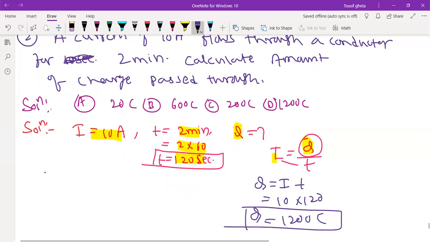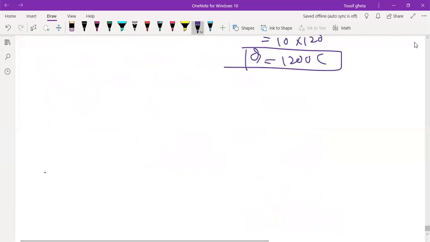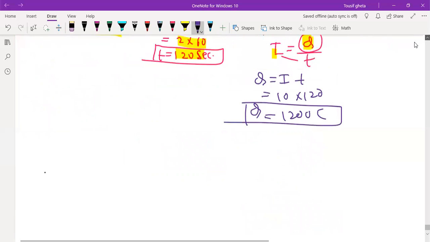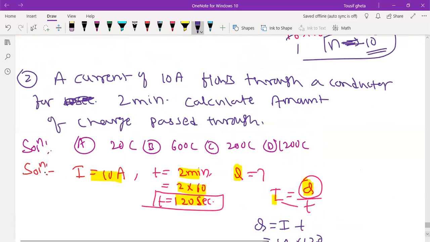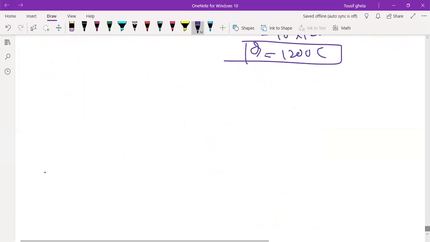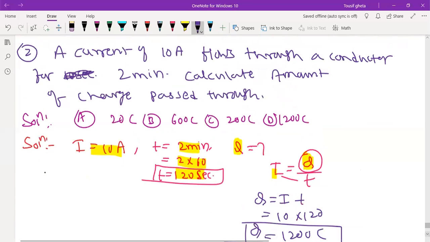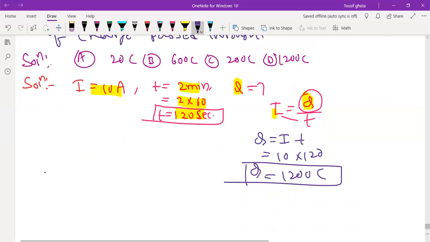Finish. Done. Come on, chalo, next one. Samprita and Yogita should try this, see. It's not difficult. Not difficult. It's not difficult. Okay.